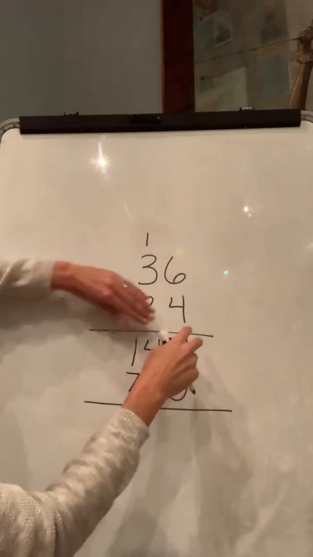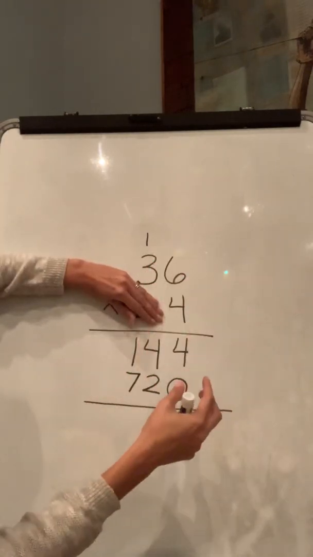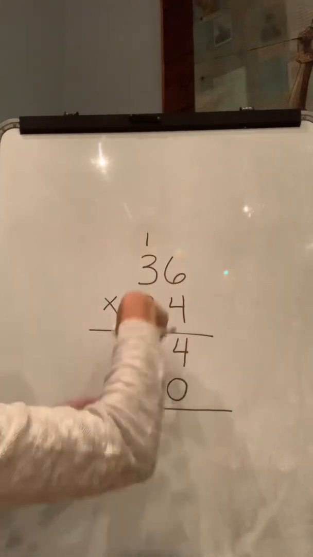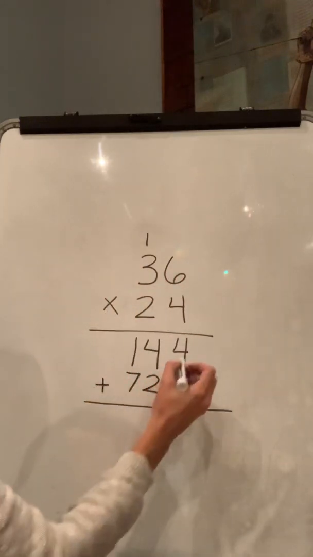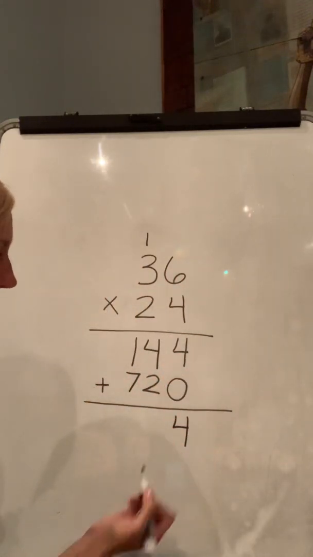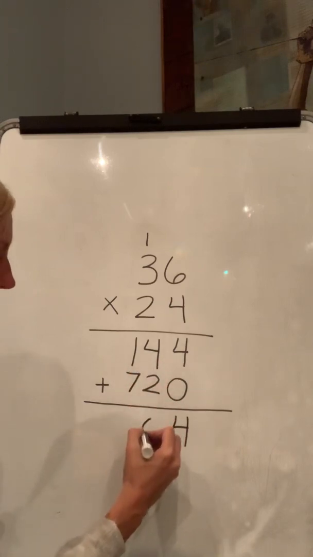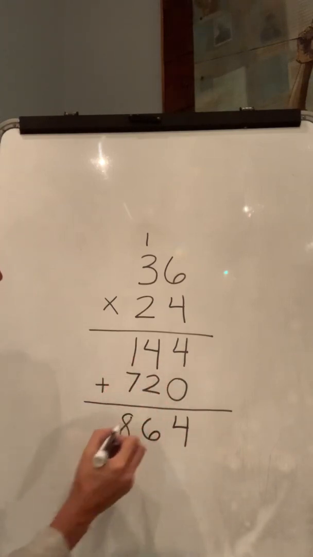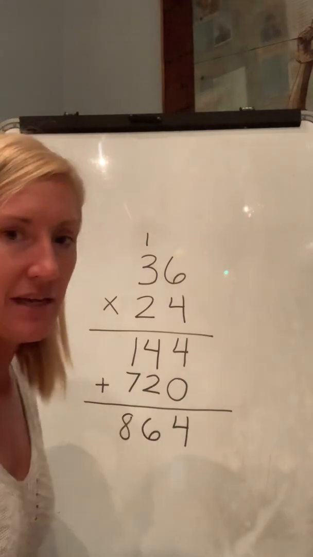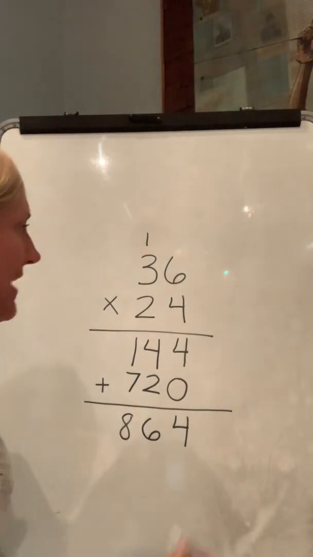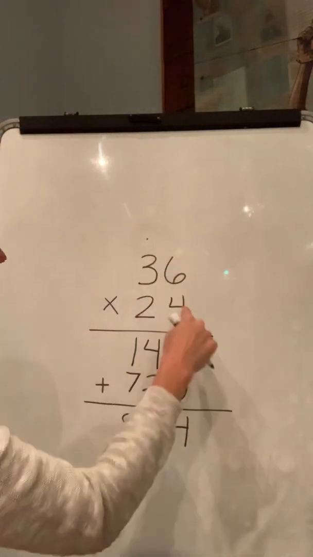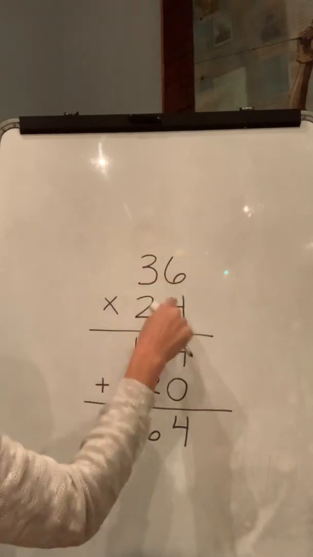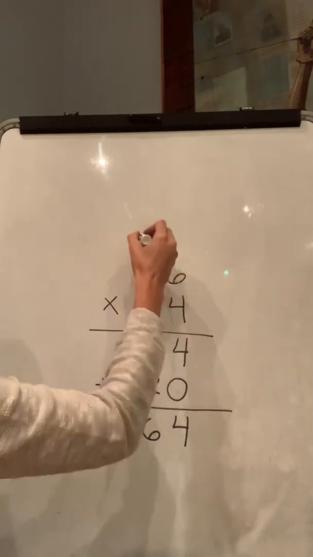Well, now we've done 4 36s, and we've done 20 36s. We need to put them together. 4 plus 2, 6, 1. So we're going to have 864.